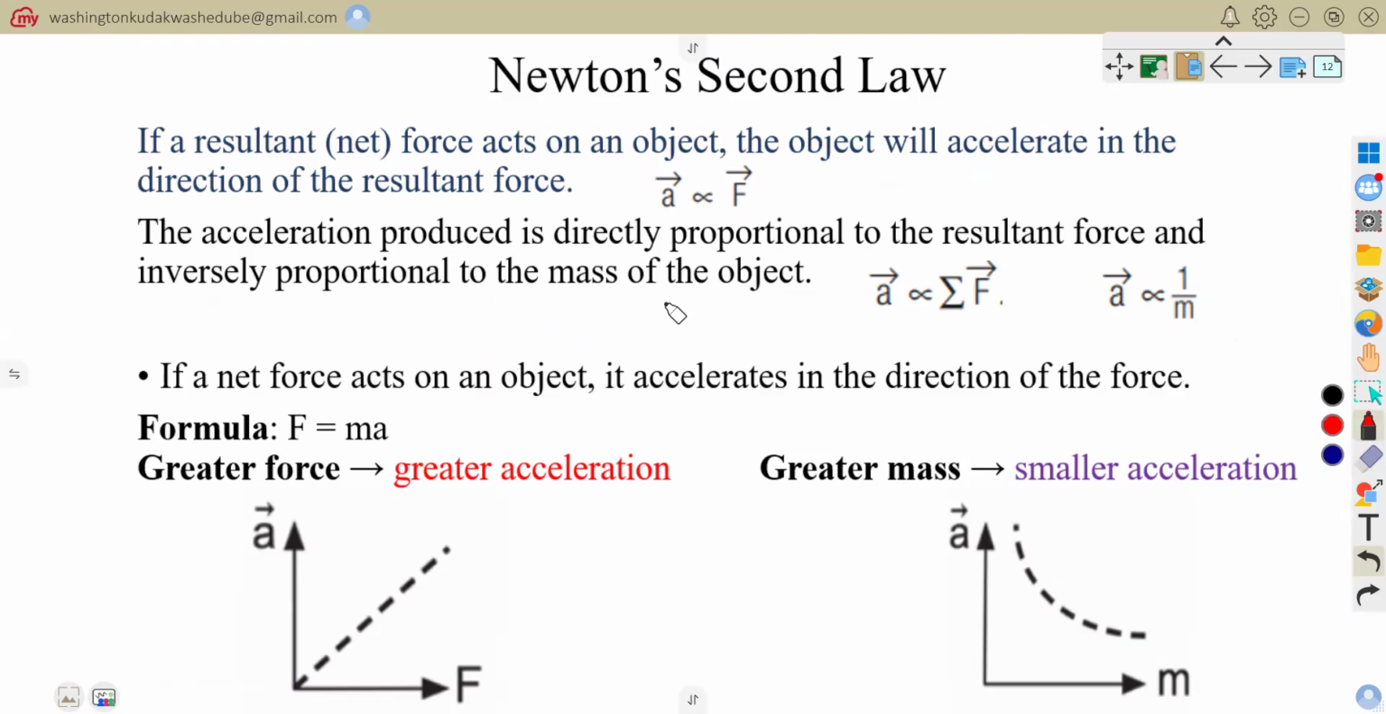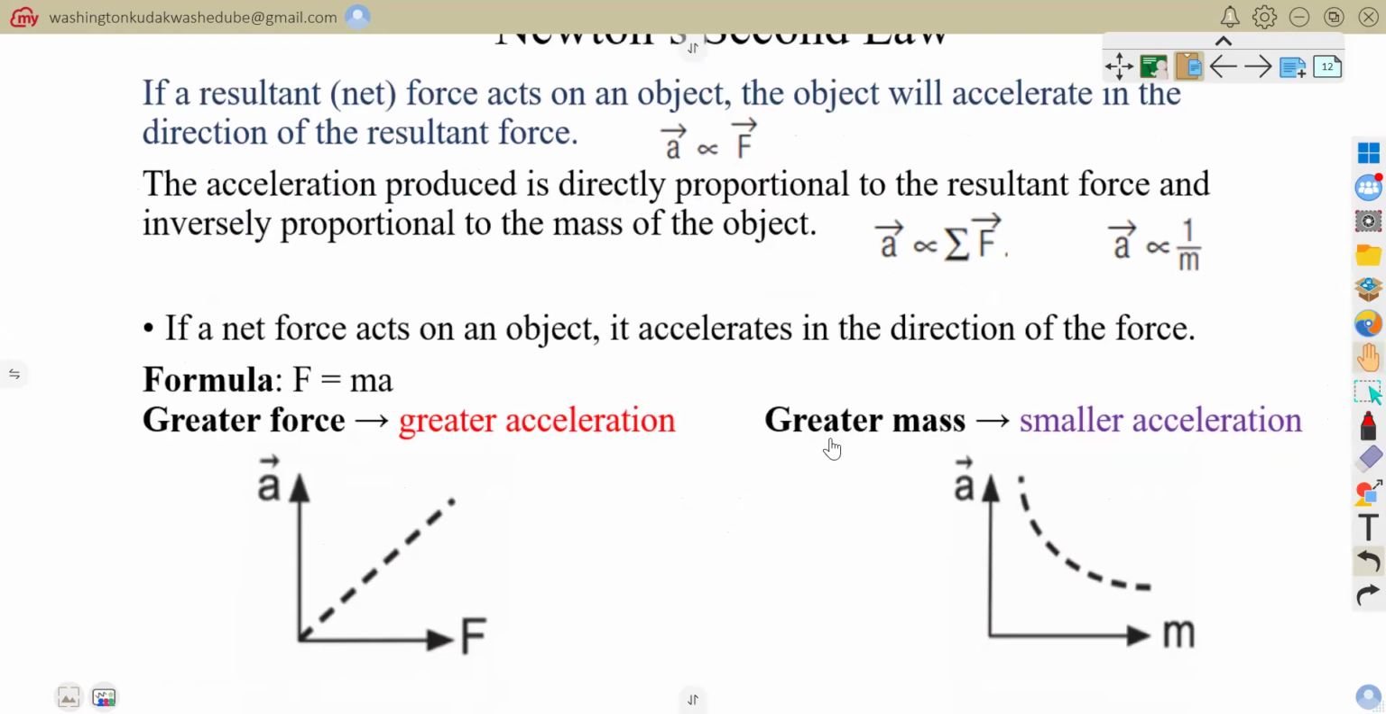And from these relationships, this is where our forefathers derived the formula which says force, or the net force applied, is equal to the mass times the acceleration. So this law simply states that the greater the acceleration, the greater the force applied. And the smaller the acceleration, the greater the mass of the body. And we can use these two diagrams that I brought here.